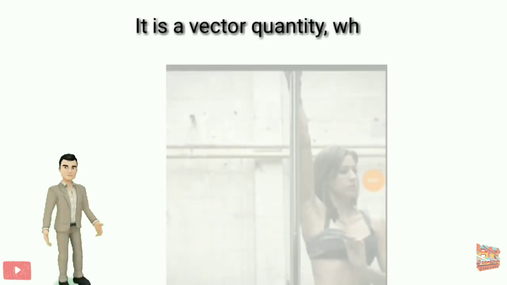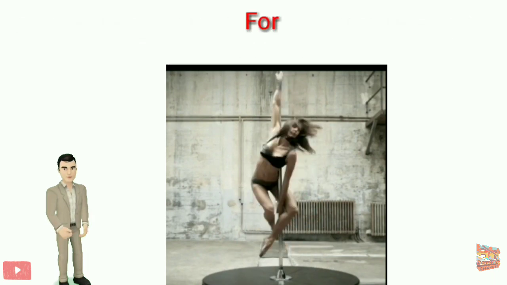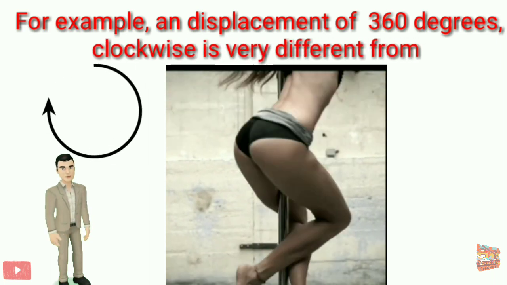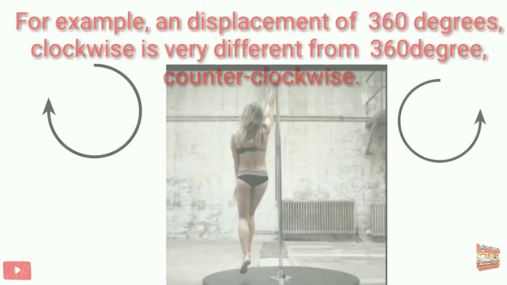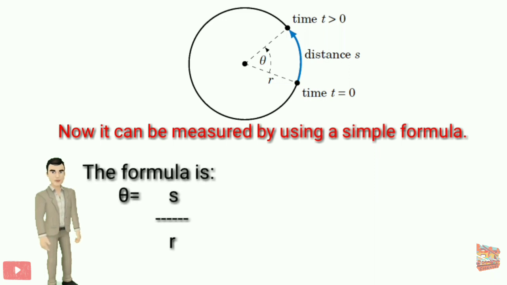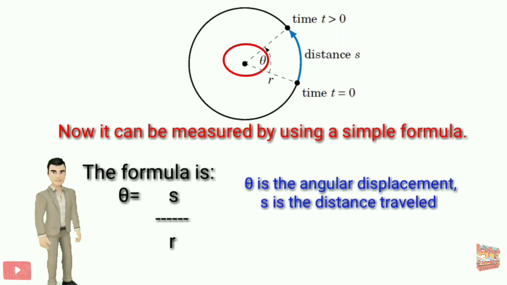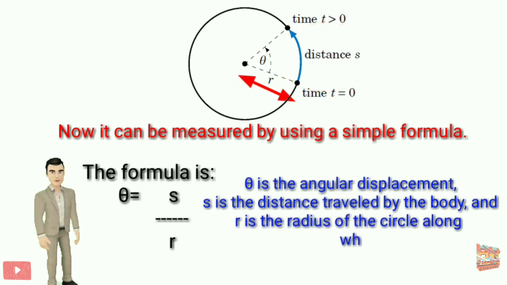It is a vector quantity, which means that it has both magnitude and direction. For example, a displacement of 360 degrees clockwise is very different from 360 degrees counterclockwise. Now it can be measured by using a simple formula. The formula is theta is equal to S by R, where theta is the angular displacement, S is the distance traveled by the body, and R is the radius of the circle along which it is moving.